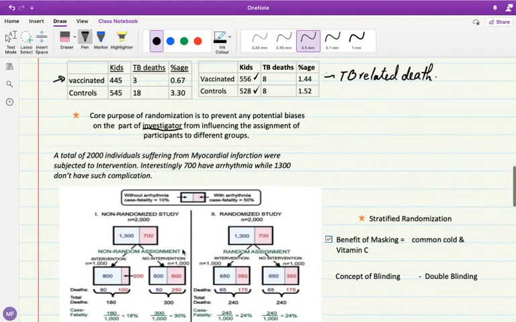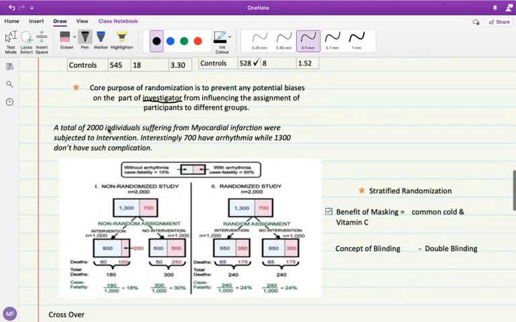Now let's go further. I am elaborating this with the following example. Let's say a total of 2000 individuals suffering from myocardial infarction were subject to intervention. We are trying to study how a randomized and non-randomized trial can alter the case fatality rate, which we have studied earlier: the number of deaths divided by the number of people affected by that particular disease. So we subject them to intervention and put them to a random assessment.